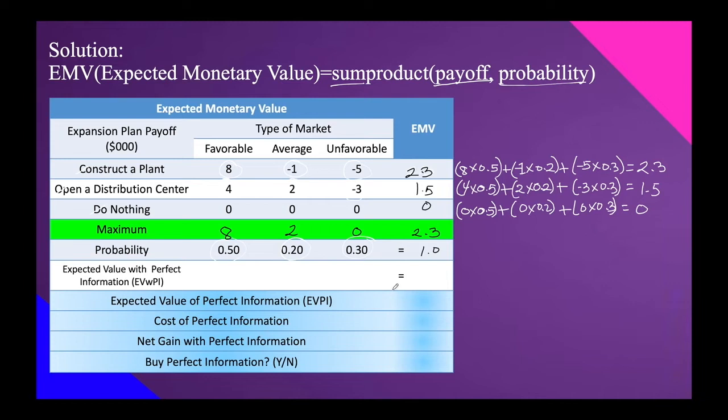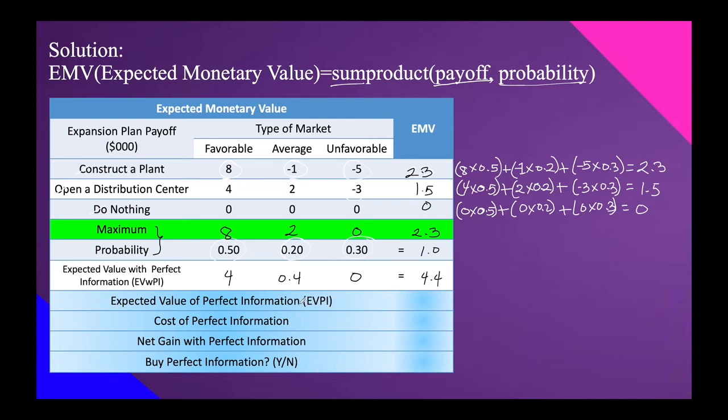For now, para makuha ito, we need to multiply the maximum and the probability. So, 8 times 0.5 or the half of 8, of course, this will be 4. 2 times 0.2, this will be 0.4. 0 times 0.3. So, basically, this is 0. And total, 4 plus 0.4, this is 4.4. Okay? So, I hope nakuha nyo.